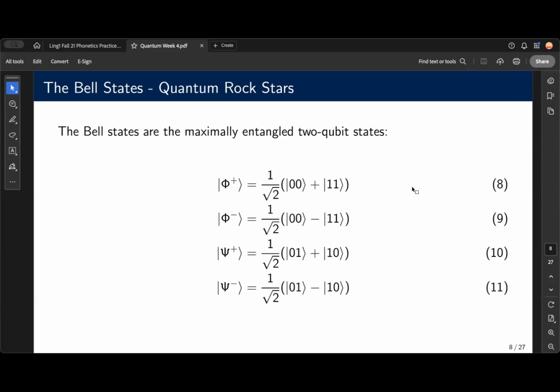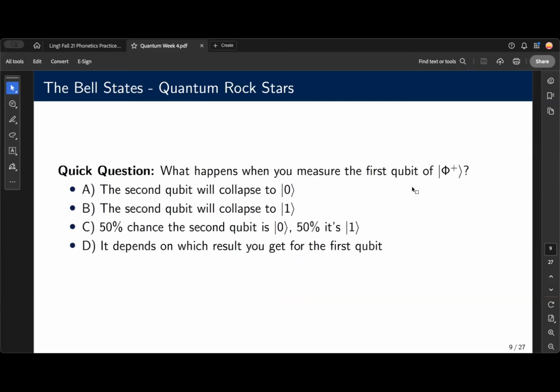Do you want to add anything? No, I think that's good. Okay. All good. So yes, it is D, that it depends on which result you get for the first qubit.